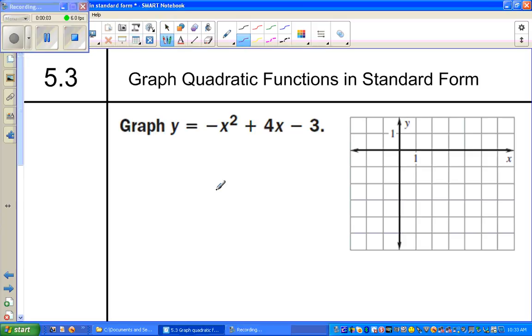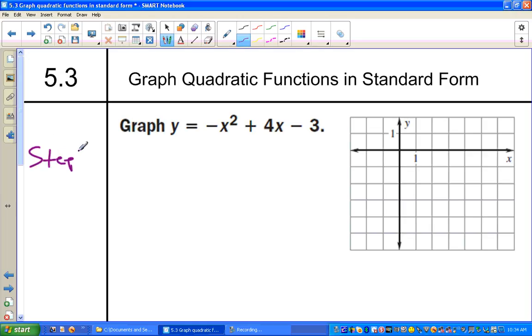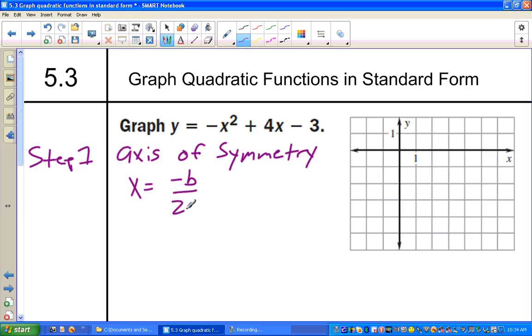How to graph a quadratic function in standard form. We have y equals negative x squared plus 4x minus 3. So the first step, call it step 1, is you need to find the axis of symmetry. And remember that the axis of symmetry is the line that cuts the parabola in half. It's a vertical line and it has an equation. It's x is equal to negative b divided by 2a.